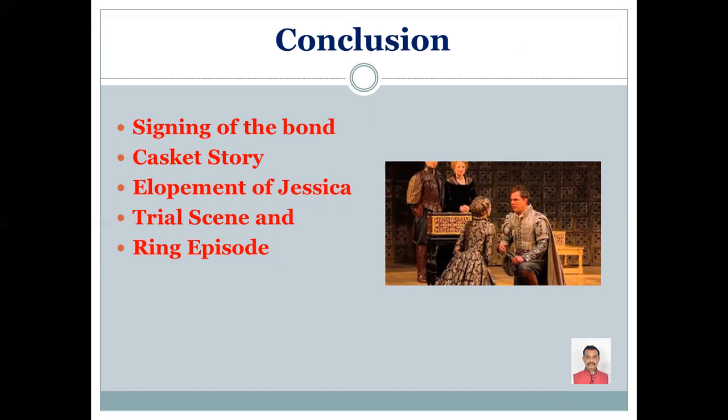And with the ring episode, the secret of Portia's presence in the court of Venice is also disclosed. And Portia, like a heavenly angel, spreads joy on the face of everyone present there. With these points, the drama presented by the dramatist, with the help of the sub-themes of the signing of the bond, the casket story, the elopement of Jessica, the trial scene, and the ring episode, comes to a happy end, spreading joy on everyone's face.